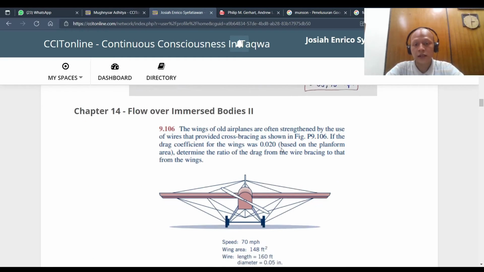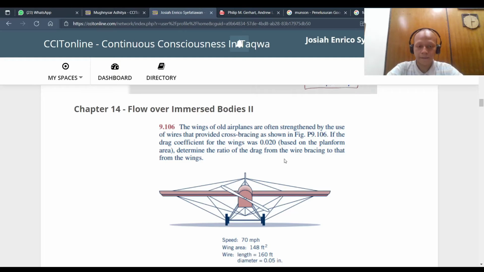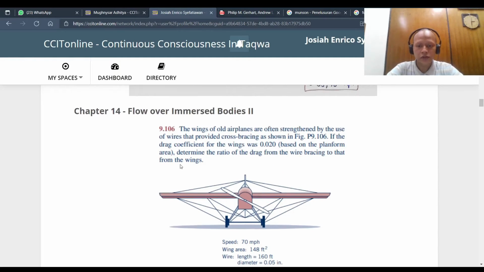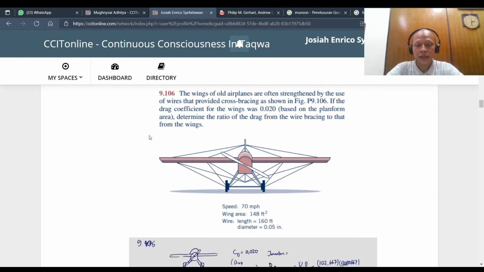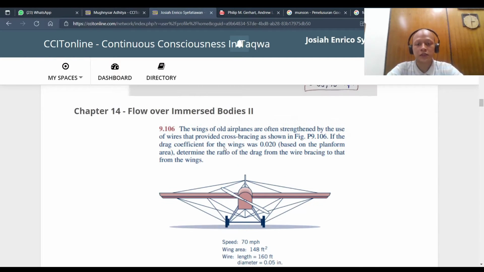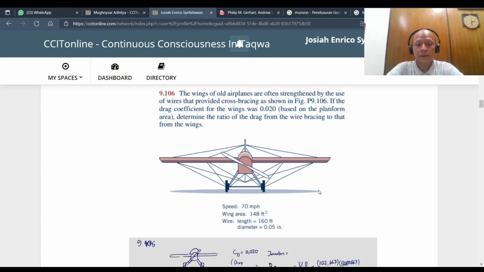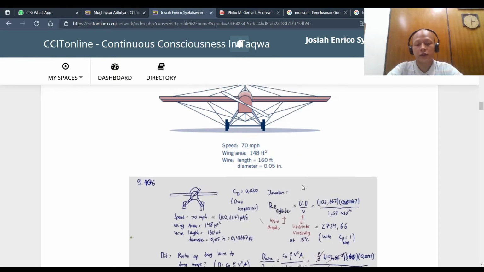Let's move to the second one. We're gonna analyze a design of airfoil, I mean airplane. So this is the illustration of the airplane. What we are going to do is determine the ratio of drag from the wire bracing, like here, to the wings. We got all the information, and let's point out that the drag coefficient for wings is 0.02, but there is no information about the wire drag coefficient.